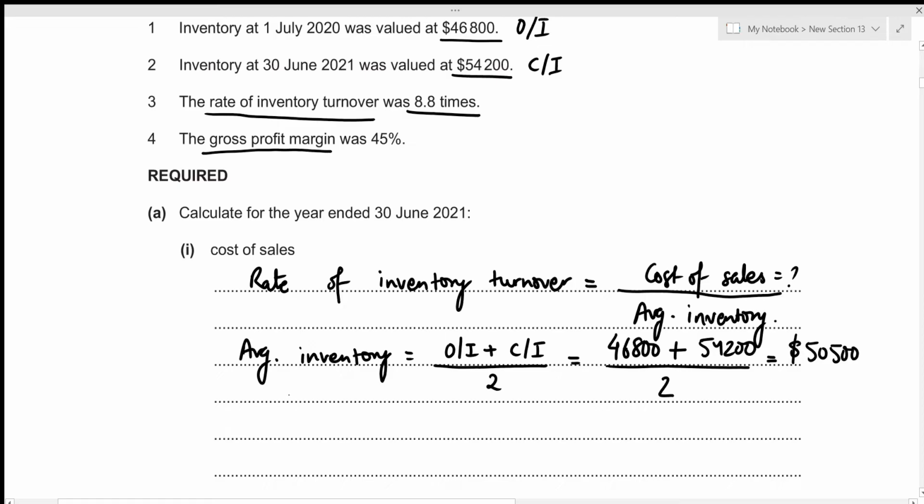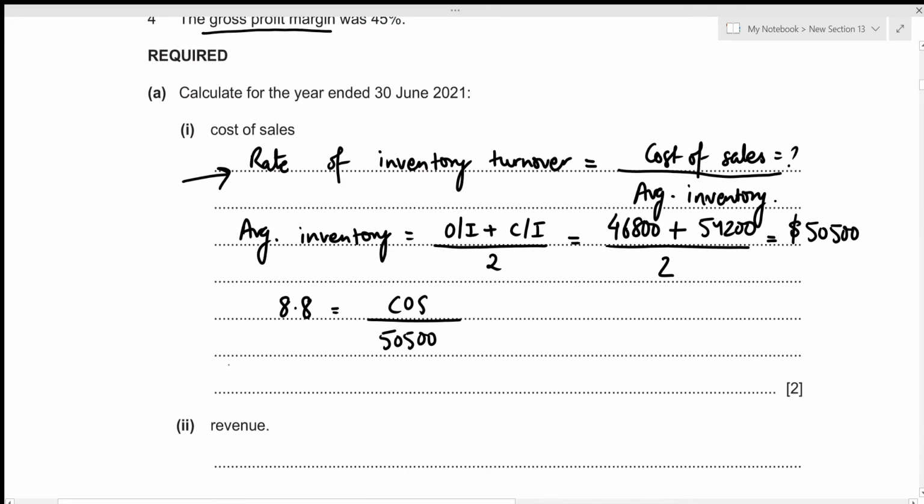Now we will just substitute these values into our first equation. So the rate of inventory turnover was 8.8. We need to figure out the cost of sales, and the average inventory is 50,500. So now this is a very simple equation. So the cost of sales is just going to be 8.8 into 50,500, which gives our final value of 444,400.